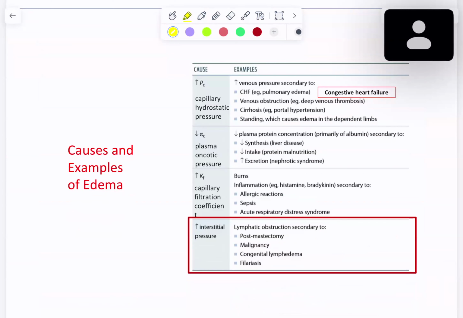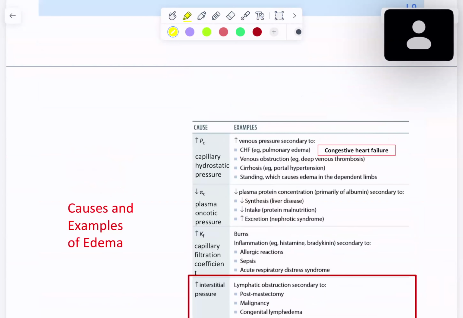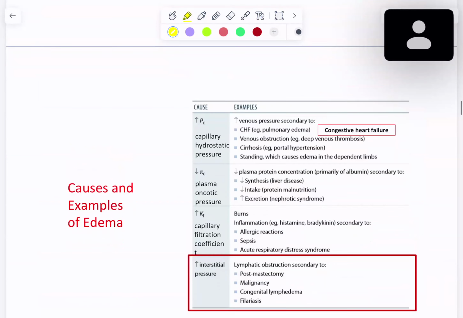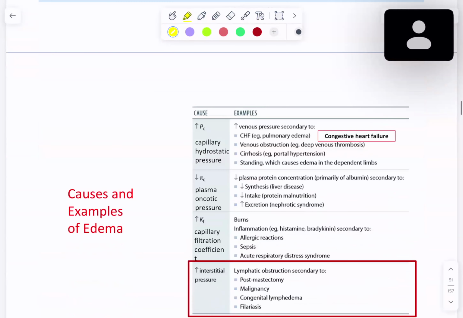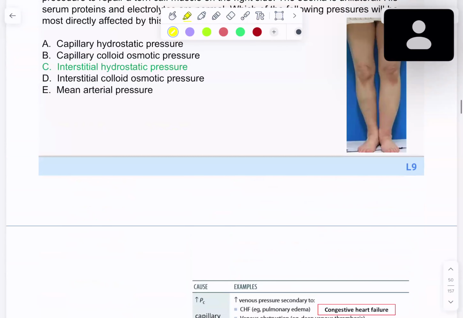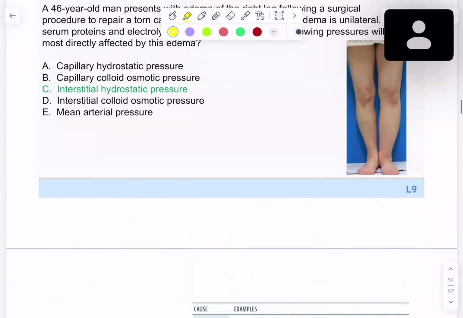Now, the pressure that is affected here is the interstitial hydrostatic pressure. That is because this patient had a lymphatic injury. When your lymphatics cannot take up all of this fluid, it will be left over in your leg, and that will cause edema. That's why the interstitium, which the lymph is responsible for, is the one that is affected here.